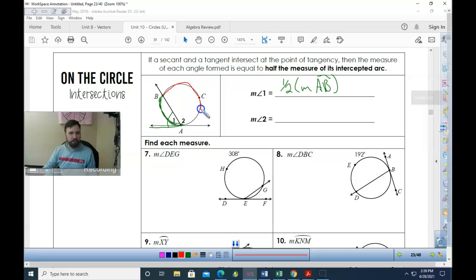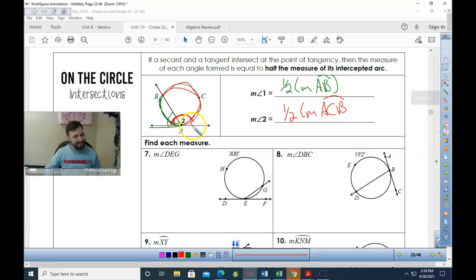Now for angle 2, some of you might want to call that arc AB. But remember, if it's a major arc, we need three letters. So angle 2 is going to be half of the measure of ACB, including the one in the middle. Because if we said ABC, it'd go this way, and that'd be silly. Y'all don't want to be silly. Let's do one of these. And just a quick note, remember these add to 180 again. We have another pair of supplementary angles.